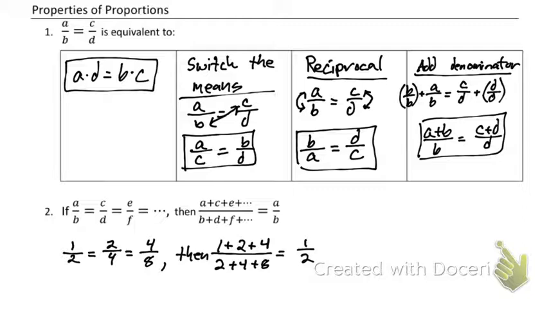And in fact, if you did the math, it'd be 1 plus 2 plus 4 equals 7, over 2 plus 4 plus 8, which equals 14. 7 over 14 is 1 over 2. So as long as you know these are equal, adding the numerators and adding the denominators, you'll end up with what you started with.